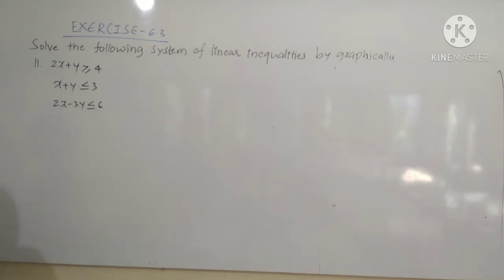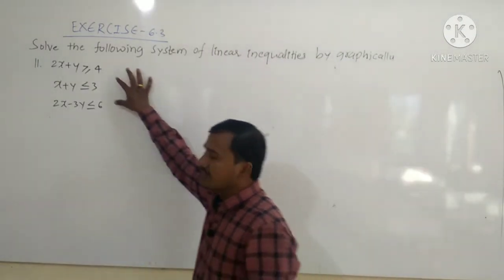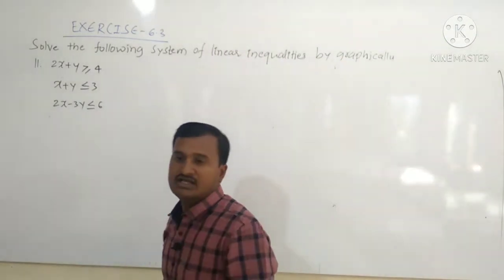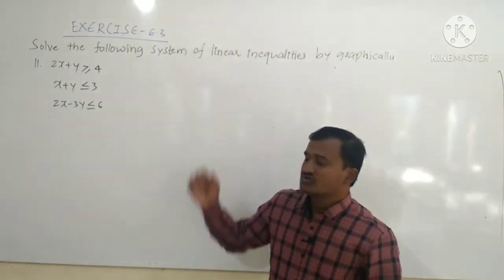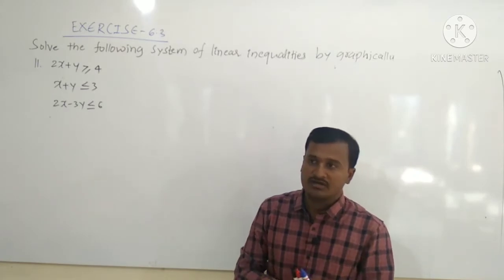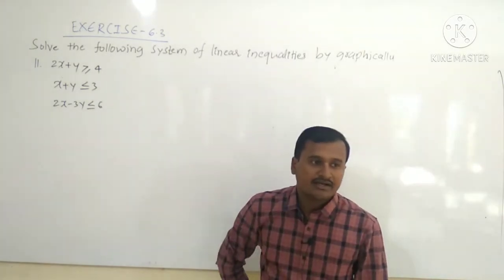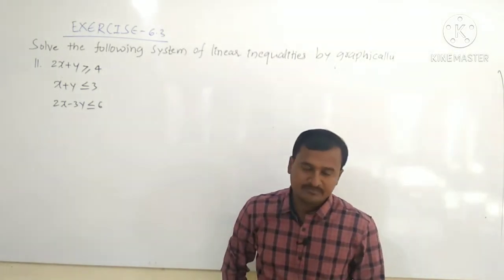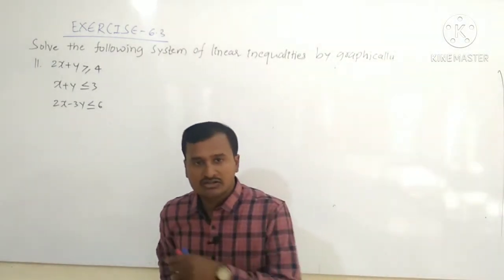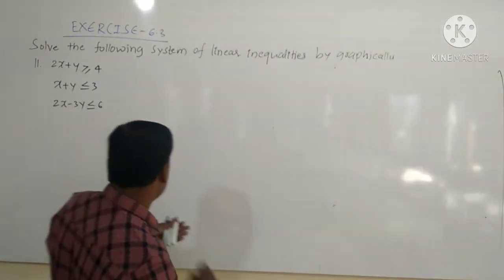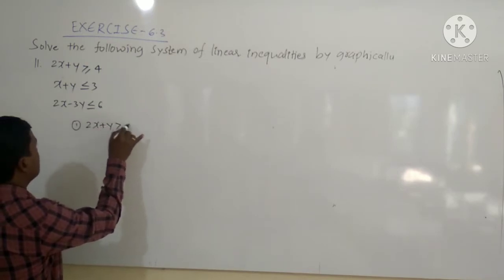Okay, again here we have the three inequalities. More than one inequality means it is called a system of linear inequalities. So for a system of linear inequalities, we have to find the solution by using the graph, and in the graph we have to shade the common region, because the points that lie in the common region satisfy all the three inequalities. Okay, right. So here the first one is 2x plus y, which is more than or equal to 4.